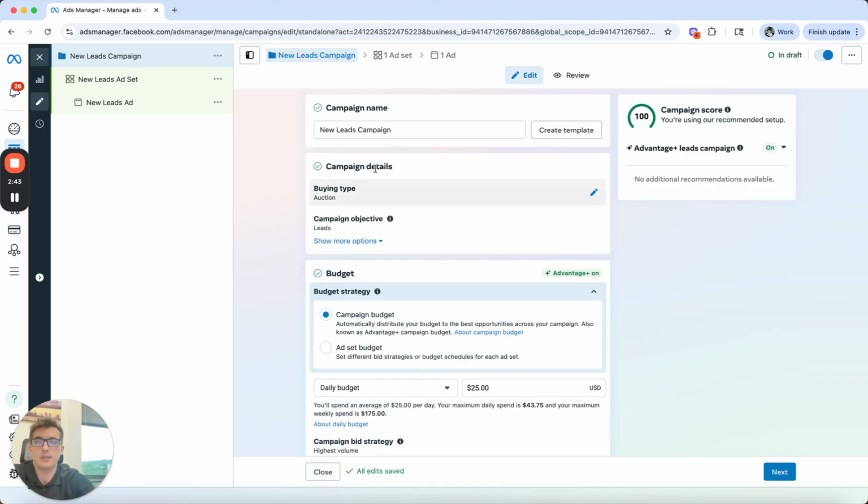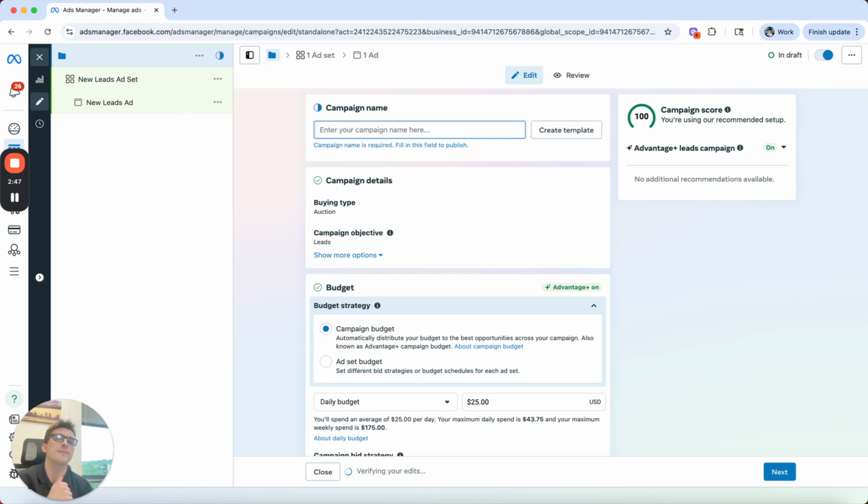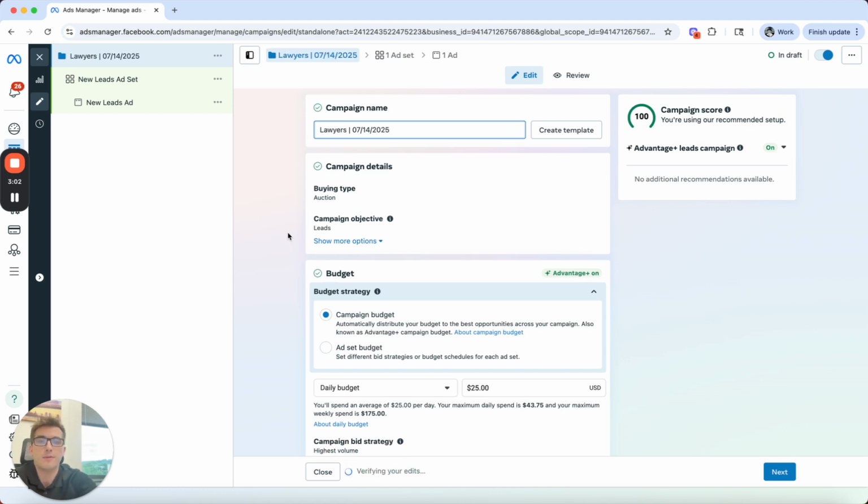Now, at the campaign level, I always like to organize things as well. That's just me personally. I usually name the campaign the audience type and then the date. So let's say that we were going after lawyers. So I would name this lawyers, and then today is July 14th. So I would make this July 14th.